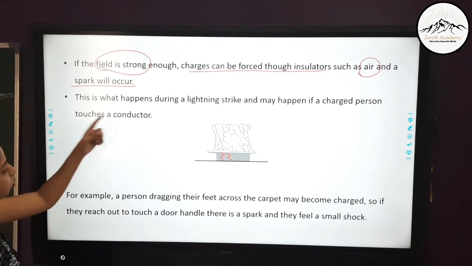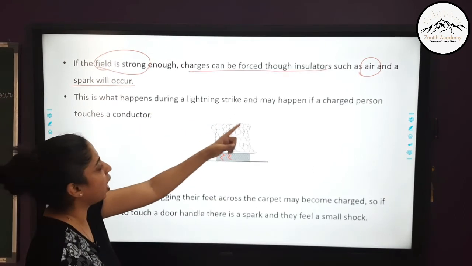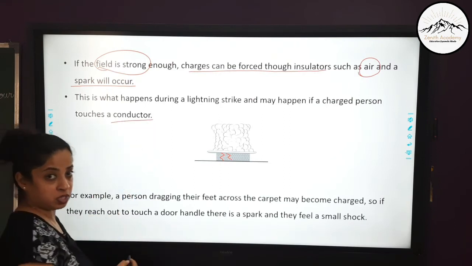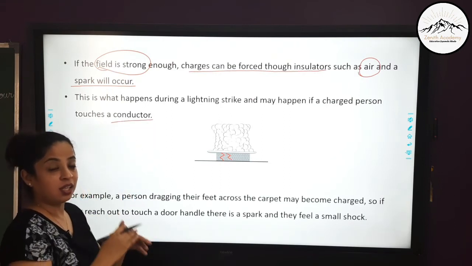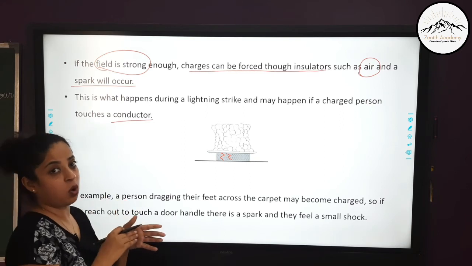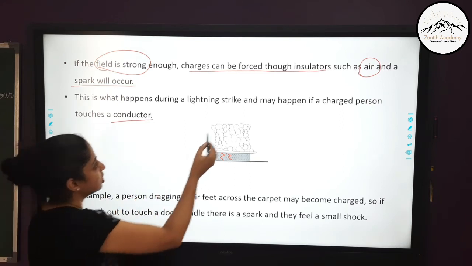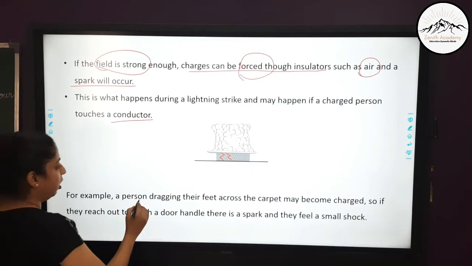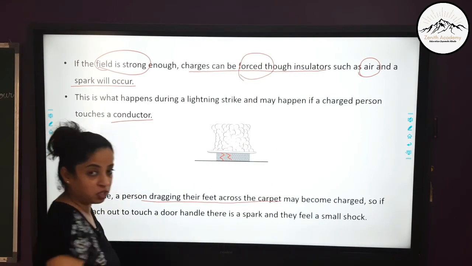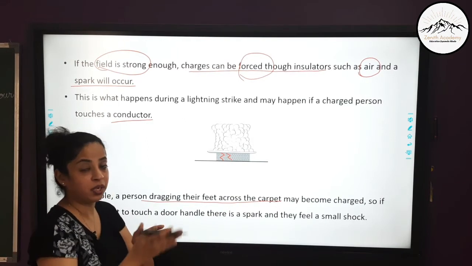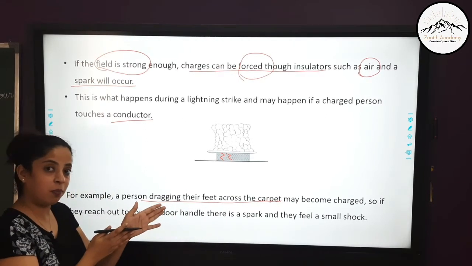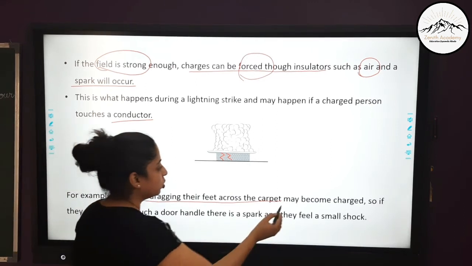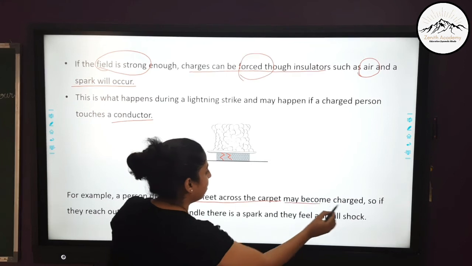Okay. So this is what happens during a lightning strike and may happen if a charged person touches a conductor. So if a charged person is touching a conductor, then even through air the charges can be forced out. Now for example, a person dragging their feet across the carpet. So if he is rubbing his feet across the carpet, there will be stationary charges created on the body. So the man may become charged.